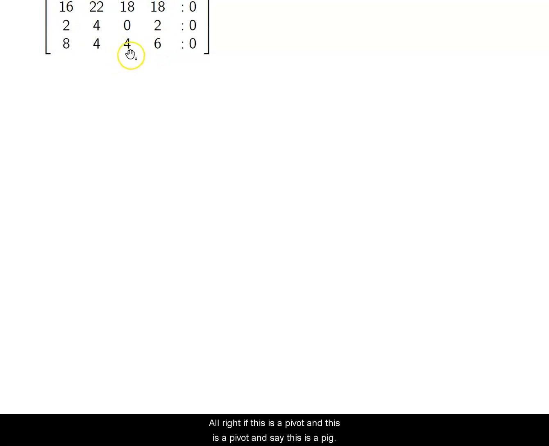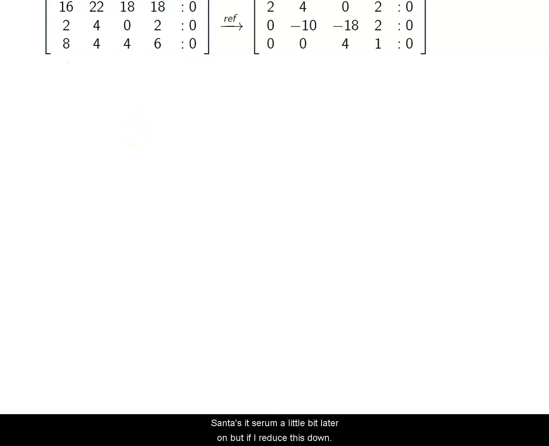If this is a pivot and this is a pivot, I'm going to end up still with a free variable. Right? So no matter what, I don't have enough equations to find all of my solutions. I have to have a free variable. We'll introduce that as a theorem a little bit later on.